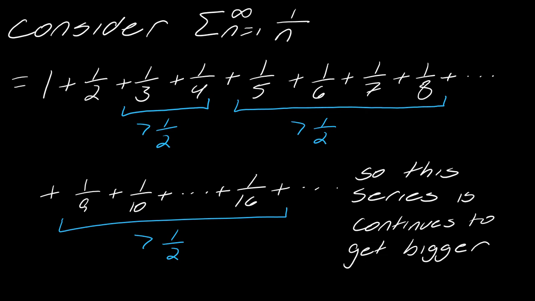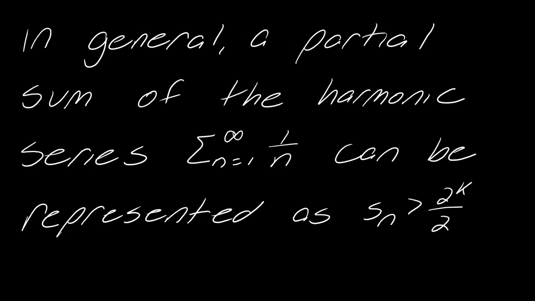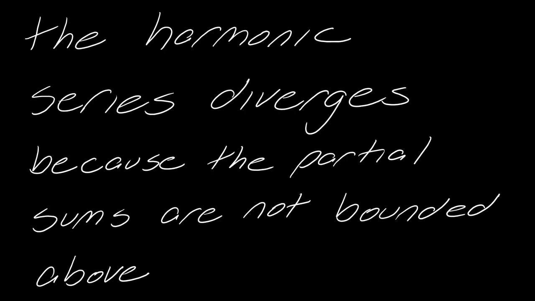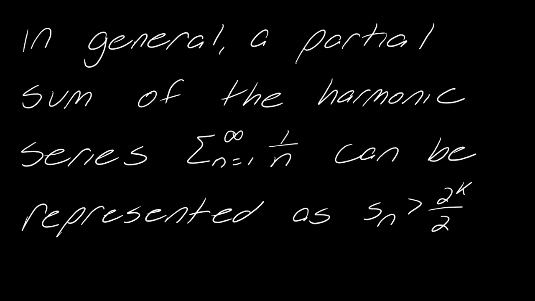One thing we can do with the harmonic series is show that the partial sums are going to be greater than 2 to the k over 2. This is a number that is bigger than 1, and as we know, if you have some number larger than 1, then very often your series will diverge. So the harmonic series diverges because these partial sums are not bounded from above. It's just getting slowly bigger and bigger.